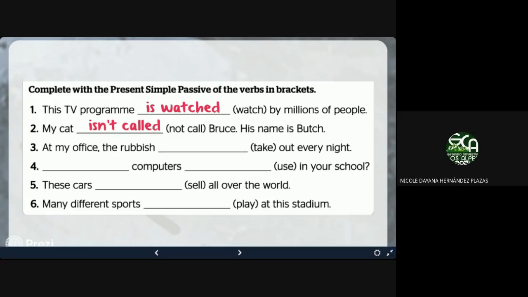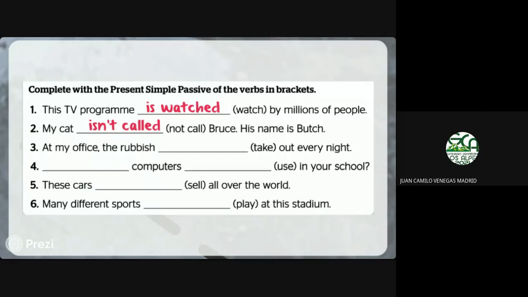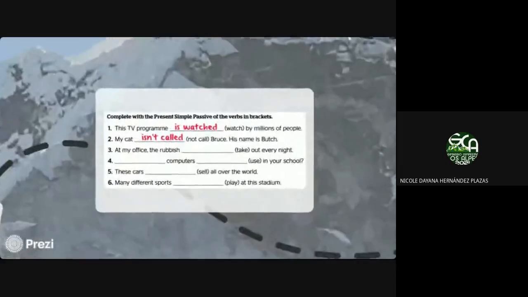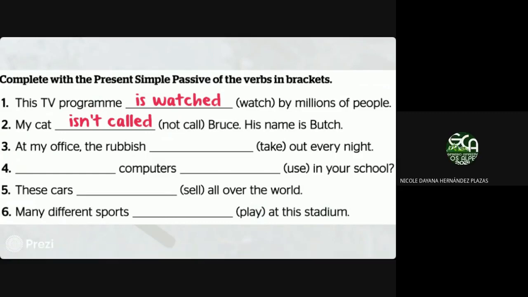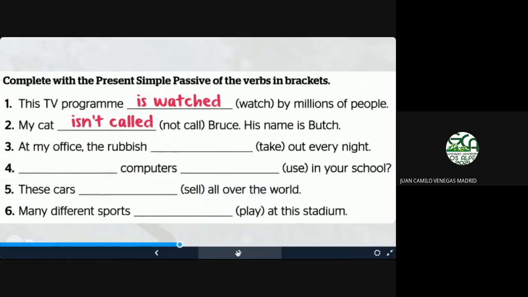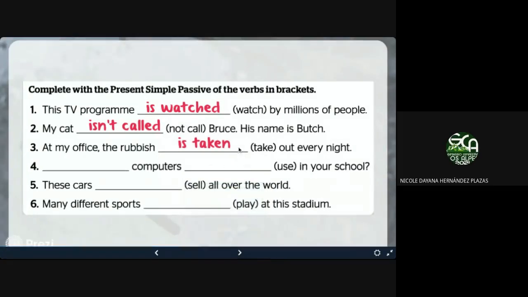Let's continue with Juan Camilo. Juan Camilo, the next one. At my office, the rubbish, space, out every night. So how can you complete it, Cami? At my office, the rubbish take it out every night. Once again, there is something missing, something important. At my office, the rubbish is taken out every night. Take it or taken? Taken, like with N or with ing. That's it. Taken.